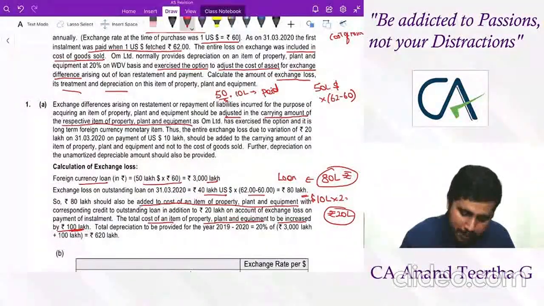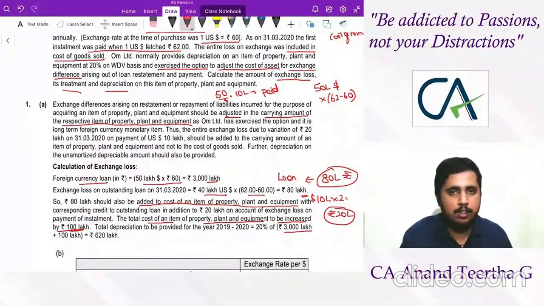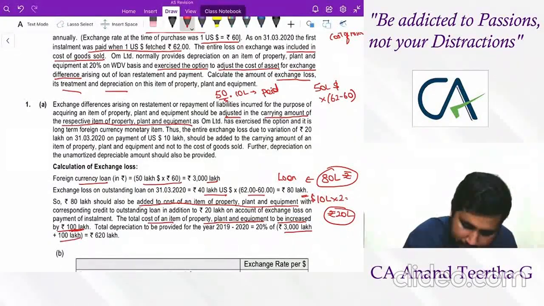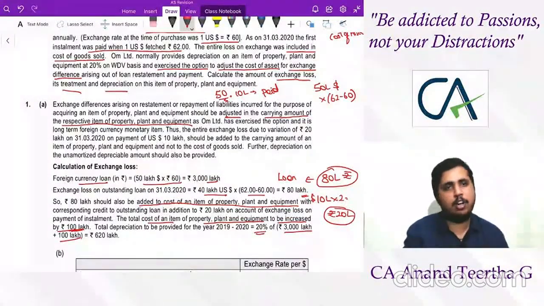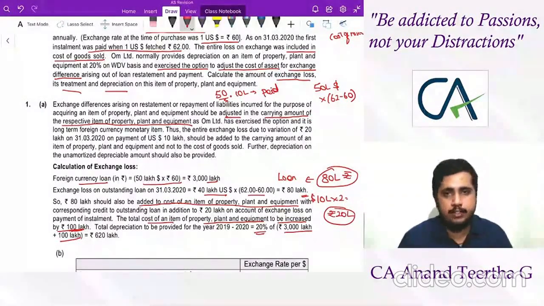Okay. Then for depreciation purpose, what should I do? 3000 lakh, which is the original value of the asset, plus 100 lakh, into 20%, which is according to the rate prescribed in the question. So this is how it is supposed to be done. So I will summarize this answer then. 1. Adjustment to cost of goods sold is not possible. It is wrong. Second, since they have chosen the option, the exchange rate difference should be adjusted to the cost of the asset.